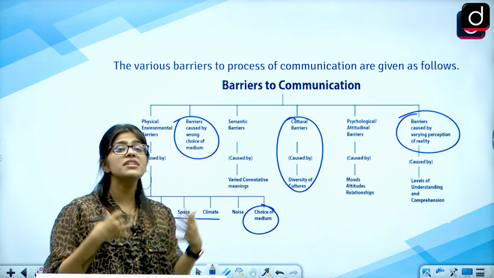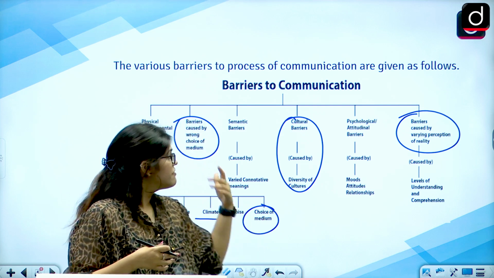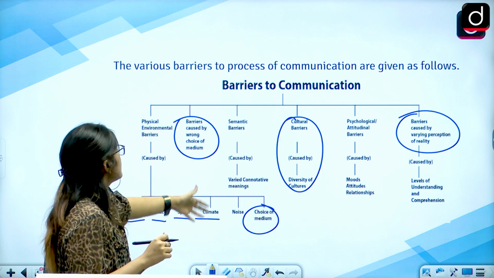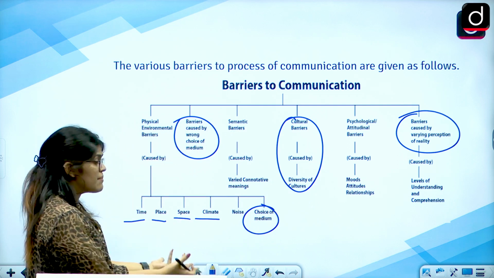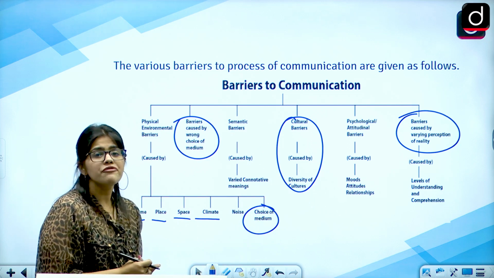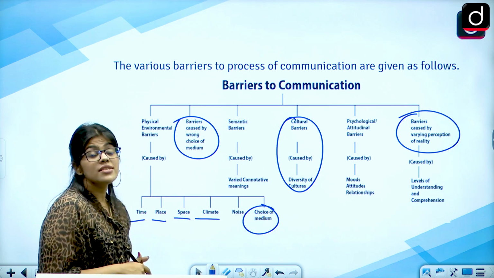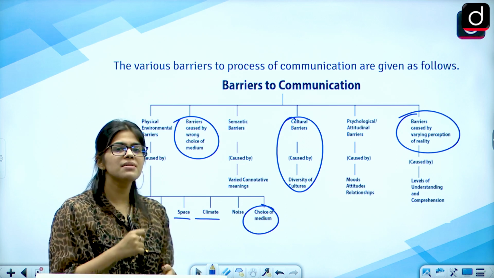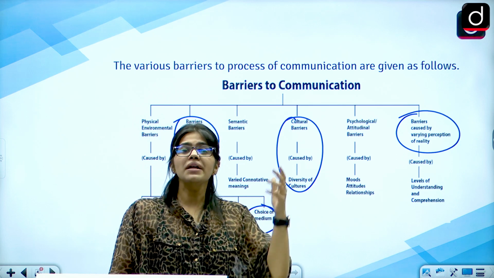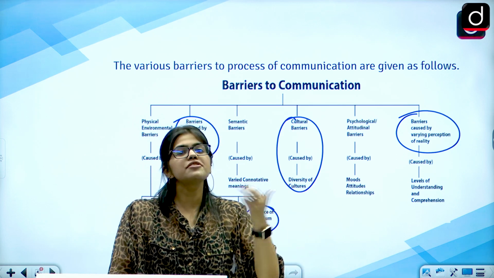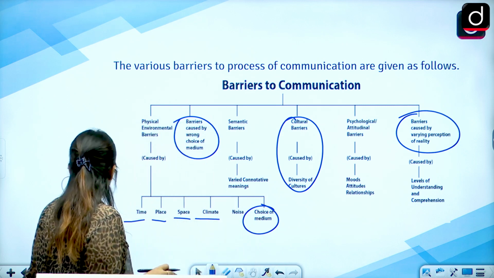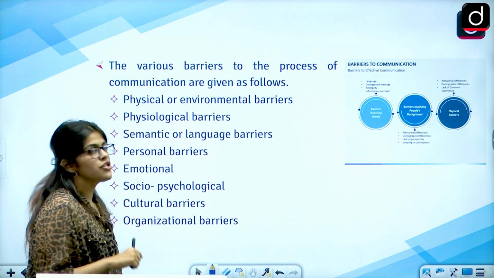So there can be different semantic barriers. There can be different barriers related to perception, related to attitude, related to the different climatic conditions or the physical nature of the selection of medium that you have. One very important semantic barrier can be jargon also. What if you are using too many technical terms and the other person is not aware of those terms, right? So these are the different barriers associated with the communication process.